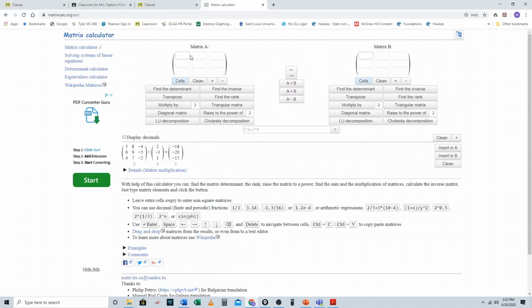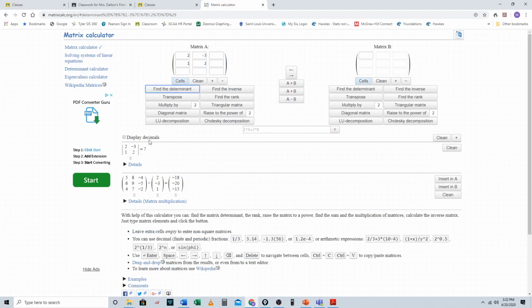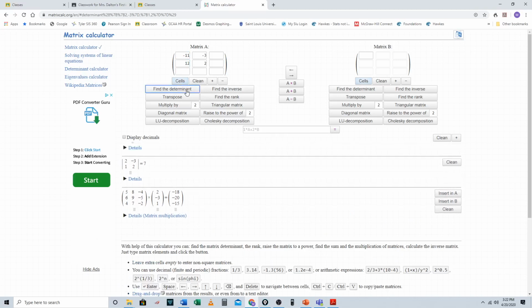Back here, matrix calculator. I can put in my matrices. Okay, so matrix A was 2, 1, and then negative 3, 2. It says find the determinant right here. Determinant 7. Now all I do is change this to negative 11 and 12. Find the determinant.